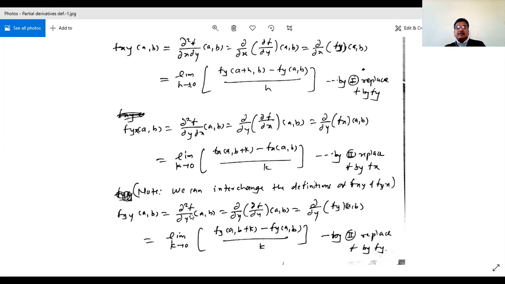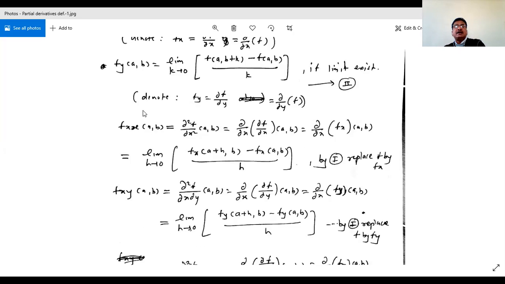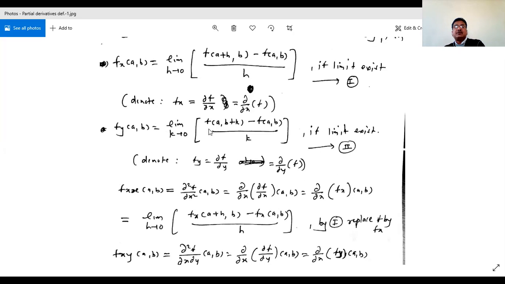So fyy is what? Del square f by del y square. This means fyy is the derivative of fy with respect to y. And therefore limit k tends to 0. This is the definition of the derivative of f with respect to y. And we have to write fyy, which means just replace f by fy.